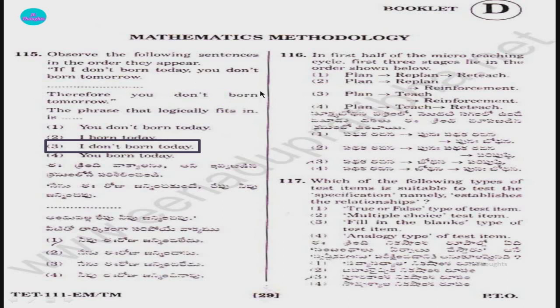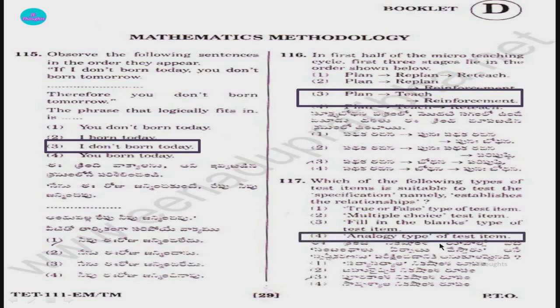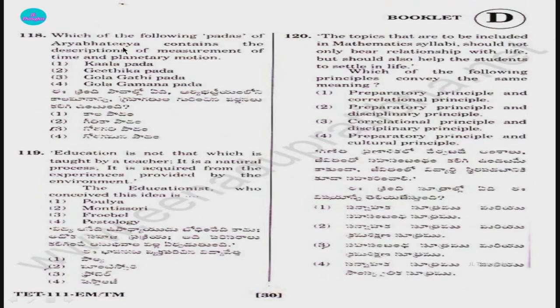I don't want today. Now 116, in the first half of the micro teaching cycle, the first 3 stages lie in the order shown below. What are the stages they are asking? The first 3 stages are: first we have to plan, we have to teach and then reinforcement. It is in the micro teaching. Now 117, which of the following types of test items is suitable to test the specification, namely establishes the relationships? The answer is analogy type of test items.